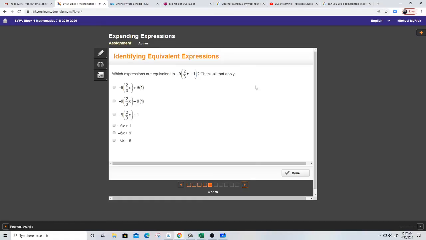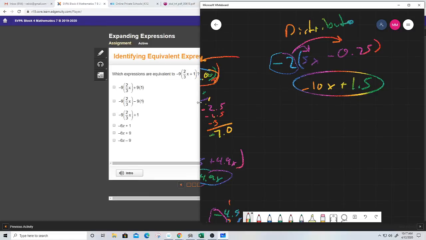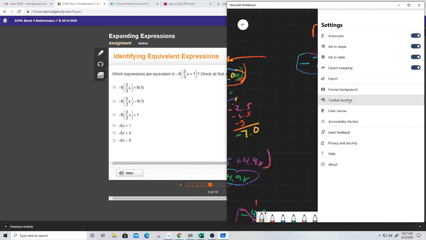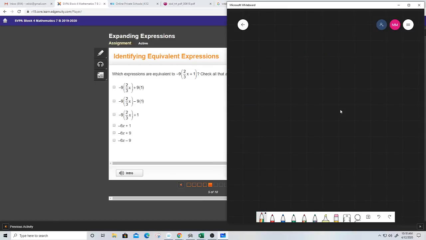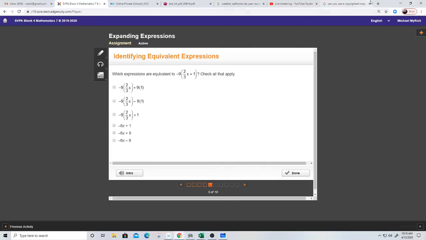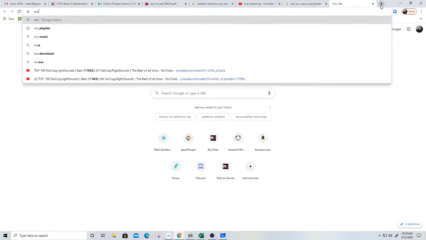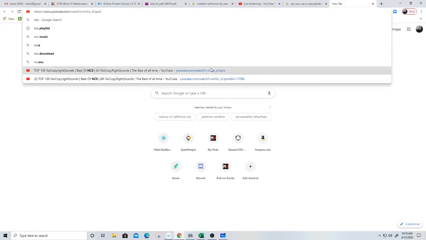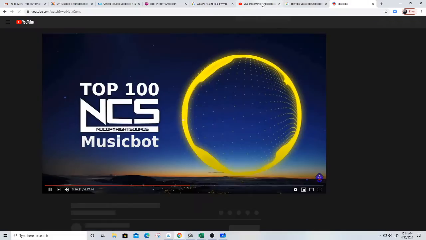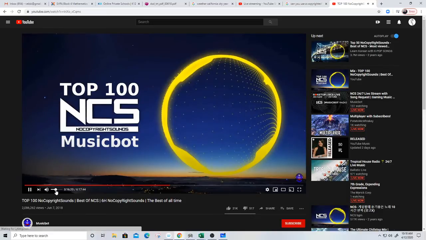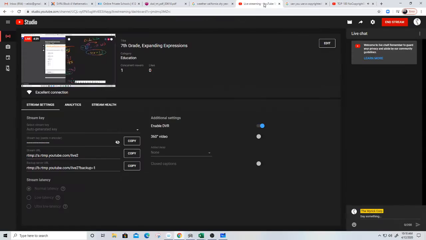Can you identify the equivalent expressions? This has a lot of moving parts, so I would just distribute it so I can see what's going on. I know we're missing the music. Much better.